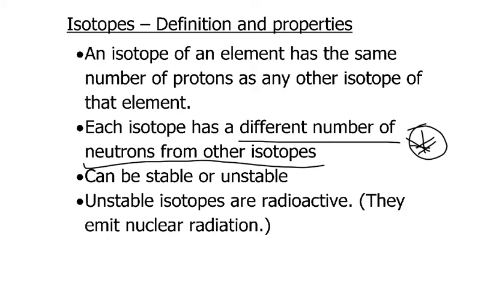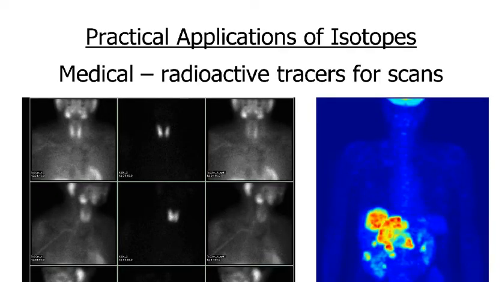A particular isotope can be stable or unstable. Carbon 12 is stable, carbon 14 is unstable. If they are unstable, then they are radioactive, and they will emit nuclear radiation of some variety, which is a topic for the next couple of videos. All right, so how do we use isotopes? Well, there are several ways.